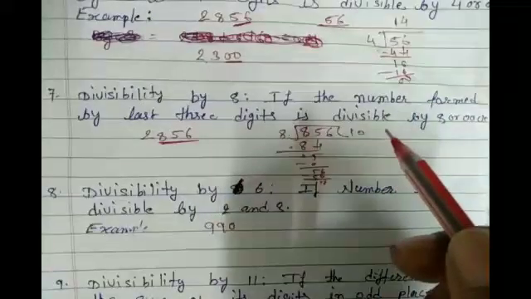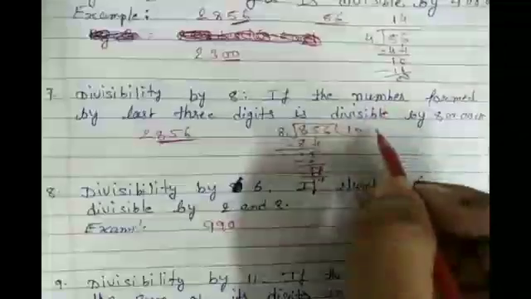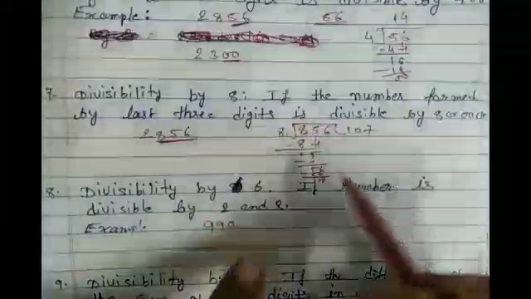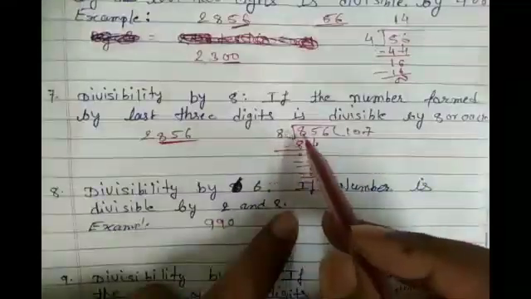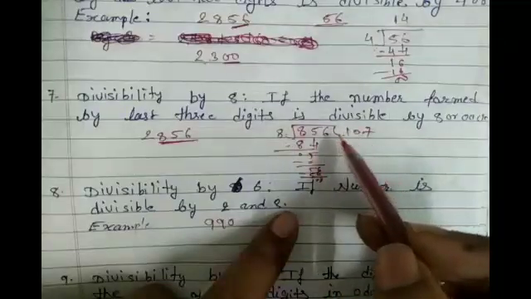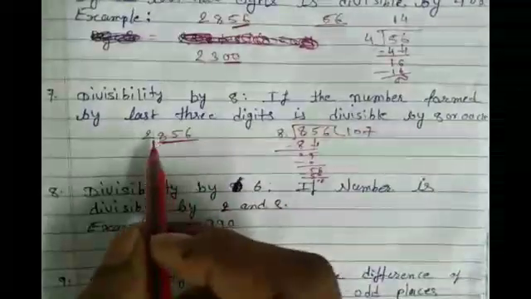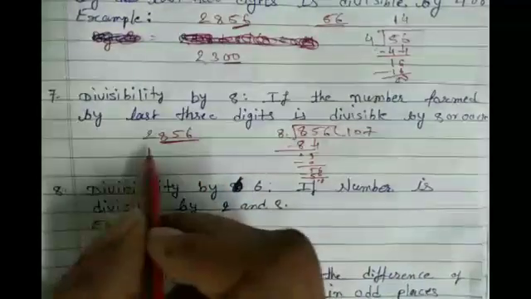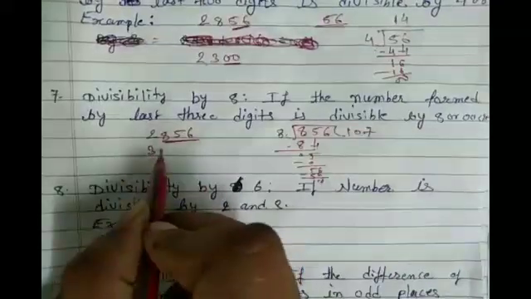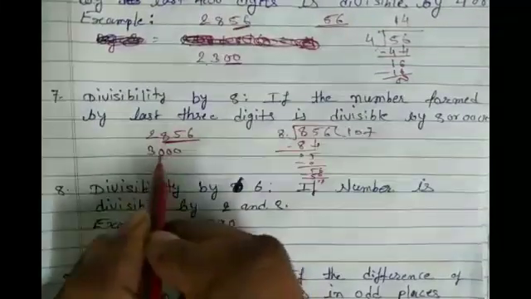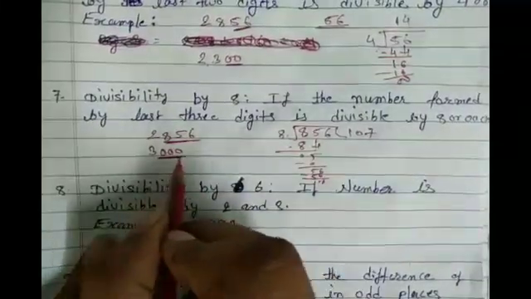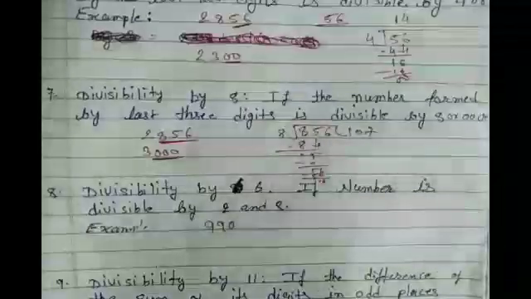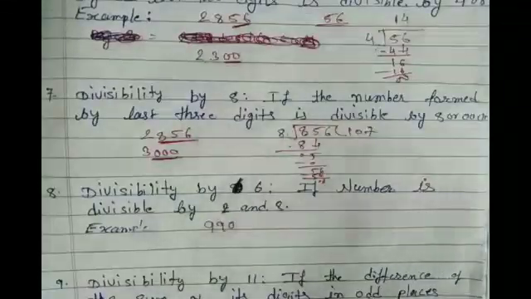When we divide 856 by 8, it is divisible. So we can say that 2856 is divisible by 8. Or take the next example: if the number formed by the last three digits is 000, that is 0, then also the given number is divisible by 8.